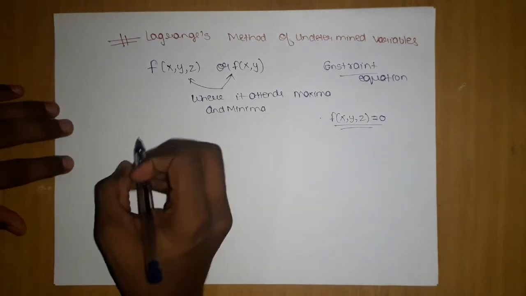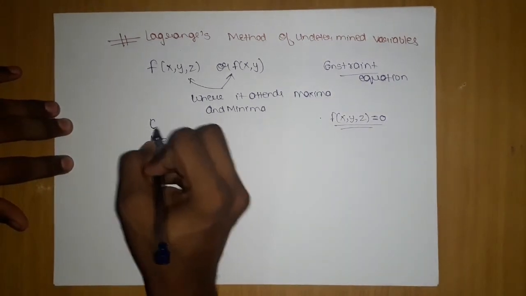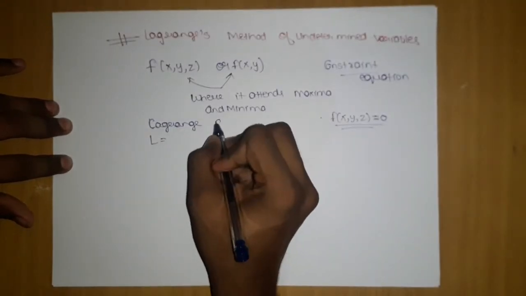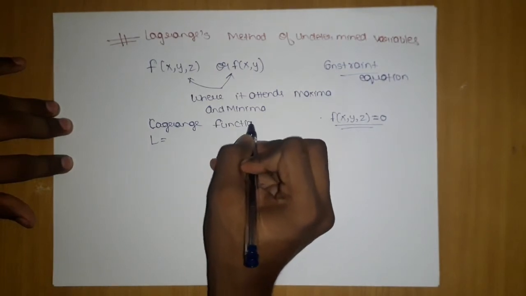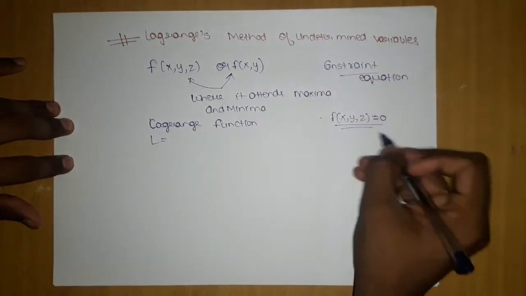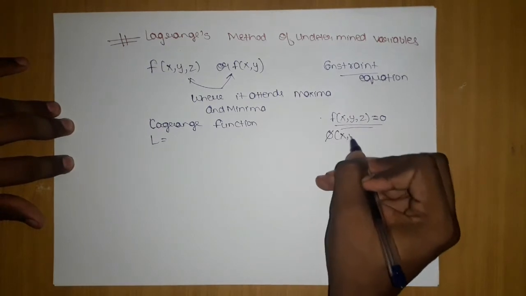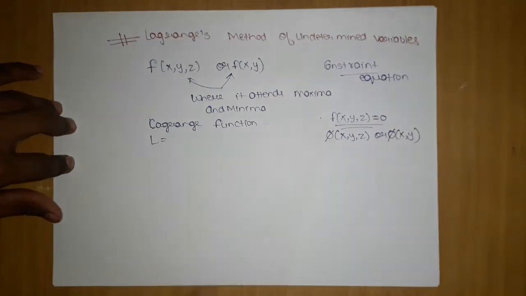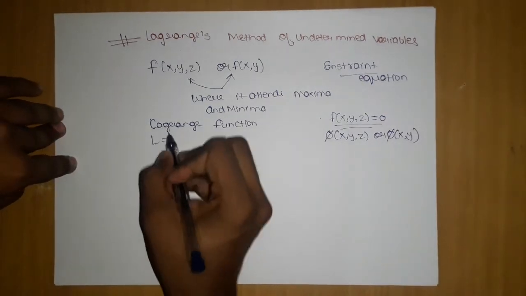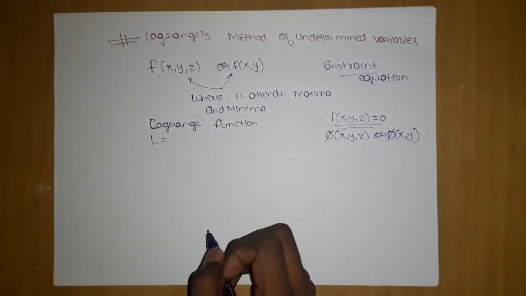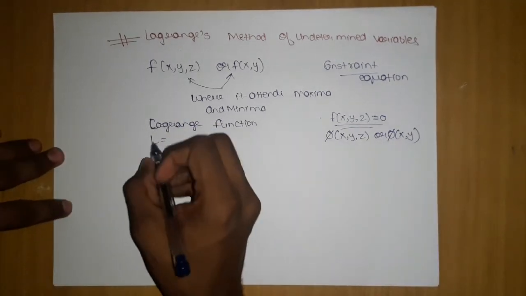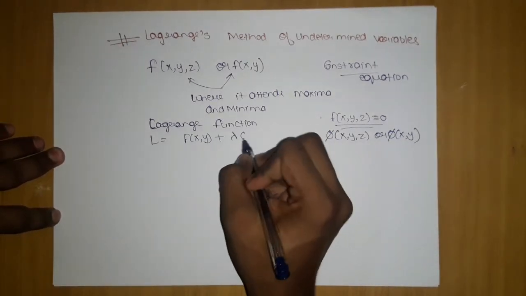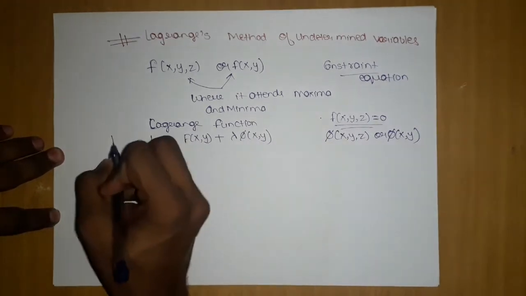That's it. And then you have to make a Lagrange function and its structure, and this constraint equation is denoted by phi x y z or phi x comma y, depending upon how many variables are given in the question. So the Lagrange function which you will consider is always L equals to f of x comma y plus lambda times phi x comma y. Just keep this in mind, it is a very important equation.